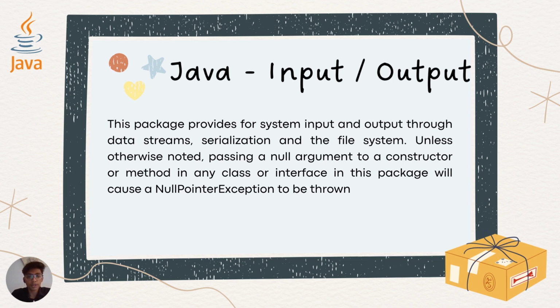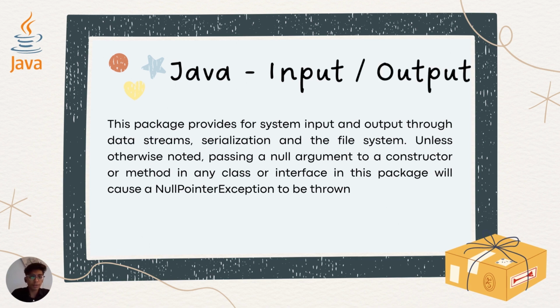Now let us take a look at the next topic, which is Java input and output. This package provides system input and output through data streams, serialization, and the file system. Unless otherwise noted, passing a null argument to a constructor or method in any class or interface in this package will cause a NullPointerException to be thrown. Java uses the concept of a stream to make input and output operations fast. The java.io package contains all the classes required for input and output operations. We can perform file handling in Java by using the java.io API.